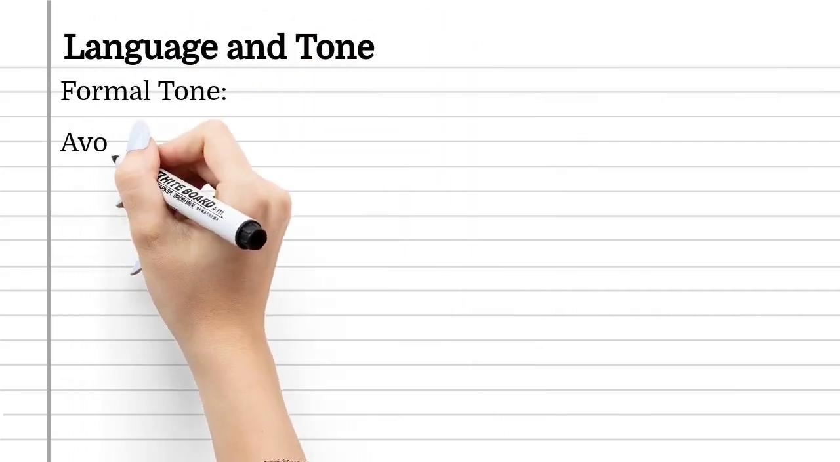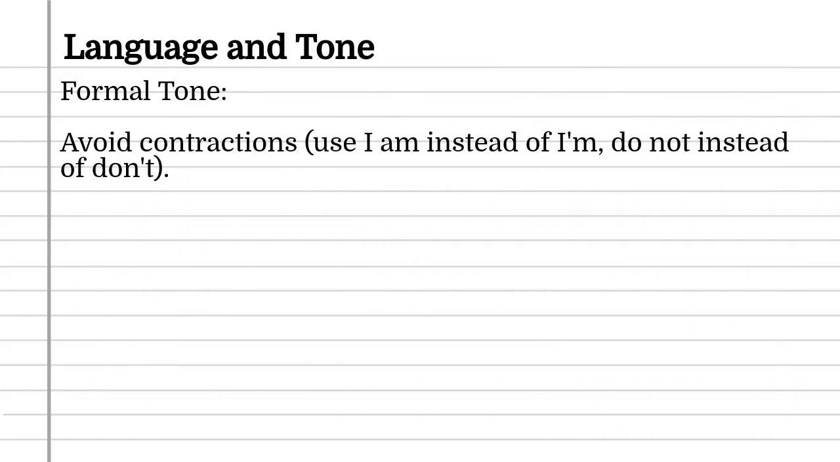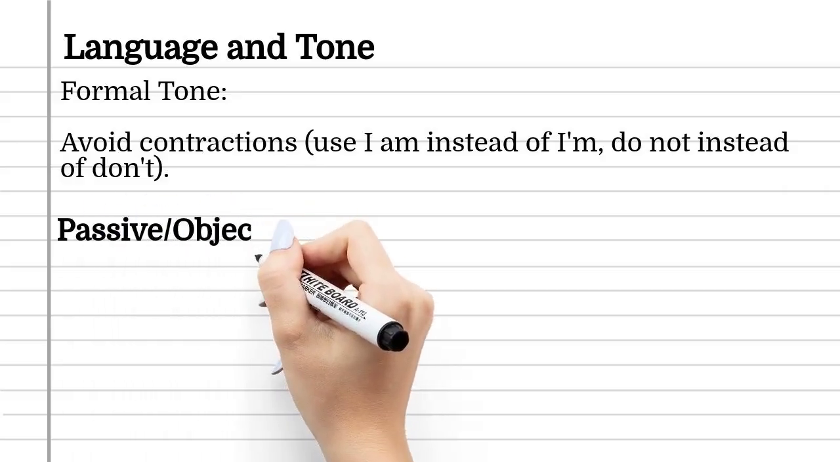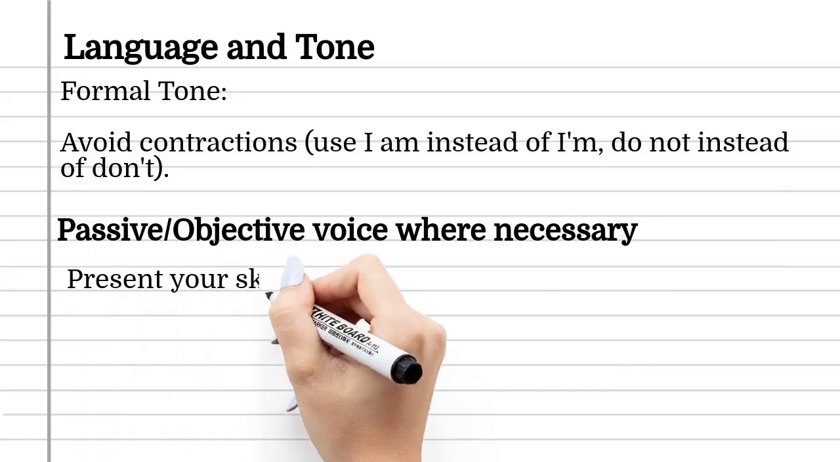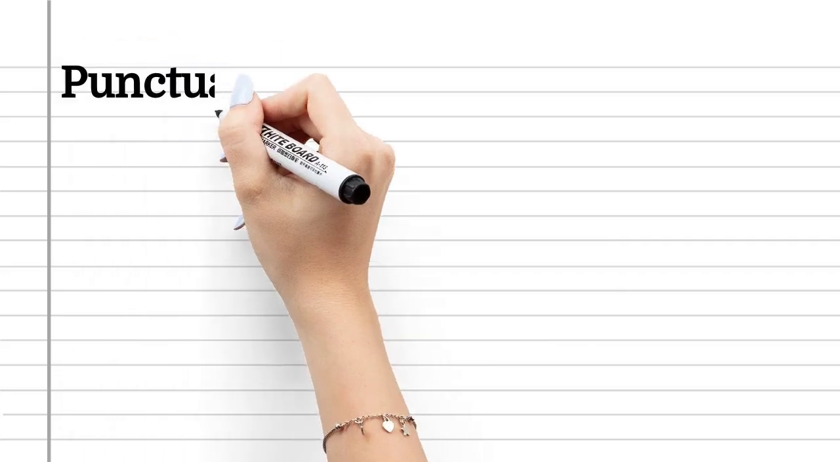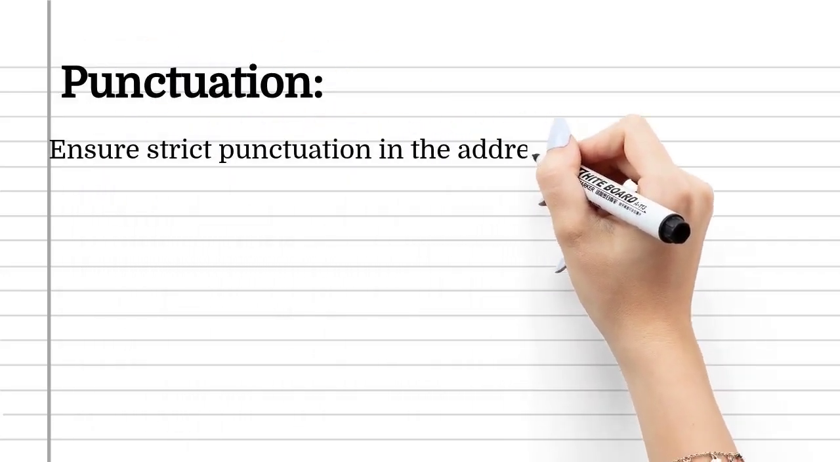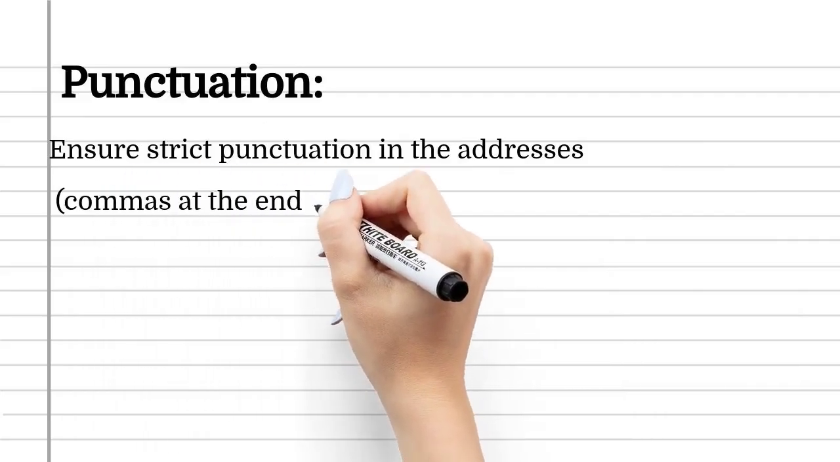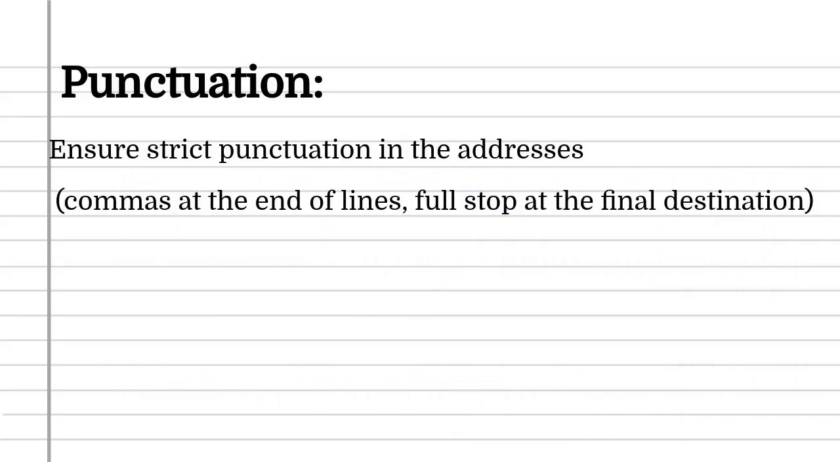Language and tone. Use a formal tone. Avoid contractions. Use "I am" instead of "I'm," and "do not" instead of "don't." Use passive or objective voice where necessary. Present your skills confidently but politely. Next is the punctuation. Ensure strict punctuation in the address. Commas at the end of lines. Full stop at the final destination.